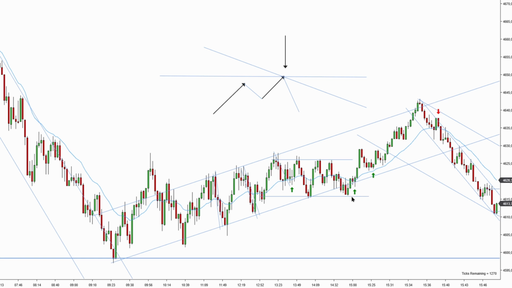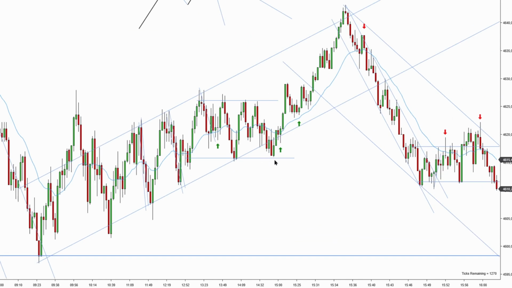Always keep your stop loss below the signal bar. If this is the entry right here, your stop loss goes one tick below the signal bar. You cannot put it in the middle, because a lot of times you will get stopped out on the noise.